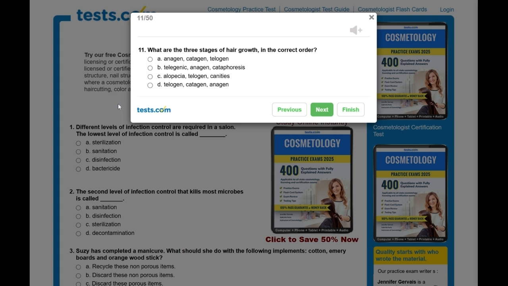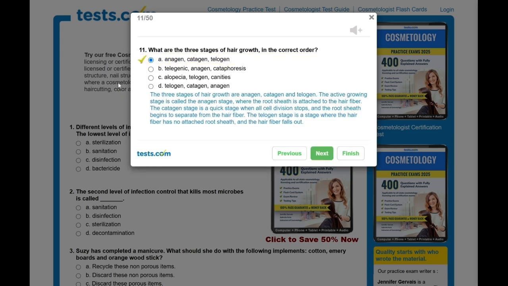Question 11. What are the 3 stages of hair growth in the correct order? A. Anagen, catagen, telogen. B. Telogenic, anagen, cataphoresis. C. Alopecia, telogen, kenites. D. Telogen, catagen, anagen. A. Anagen, catagen, telogen. The 3 stages of hair growth are anagen, catagen, and telogen. The active growing stage is called the anagen stage, where the root sheath is attached to the hair fiber. The catagen stage is a quick stage when all cell division stops and the root sheath begins to separate from the hair fiber. The telogen stage is a stage where the hair fiber has no attached root sheath and the hair fiber falls out.